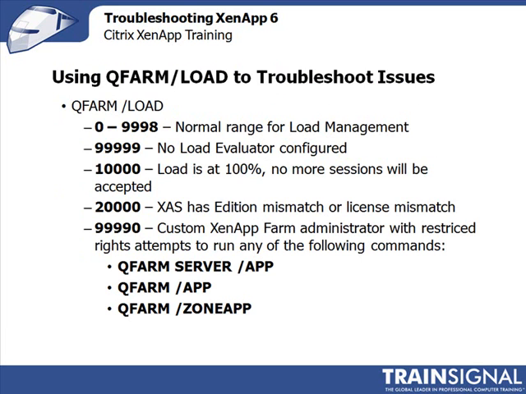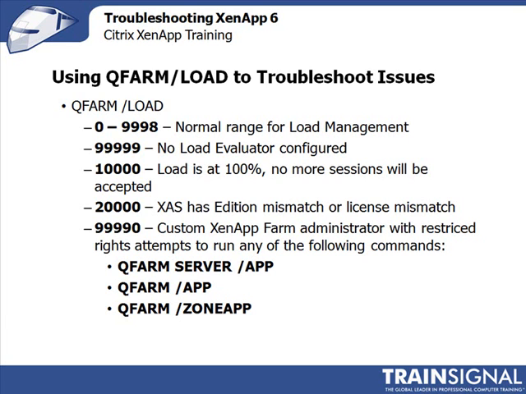All right, we've been talking about qfarm /load. Now, qfarm /load, again, is a very handy tool whenever troubleshooting. Start with that right away. And we've talked about the different values and what they mean. Anything from 0 to 9998 is a normal value. Anything with a 59, for example, means that there are no load evaluators configured. That would point you in that direction. A 10,000 value would mean that the server is at 100% load and is no longer going to accept any new connections.